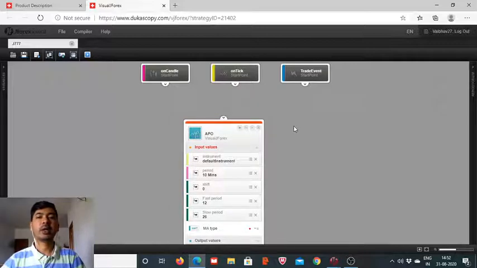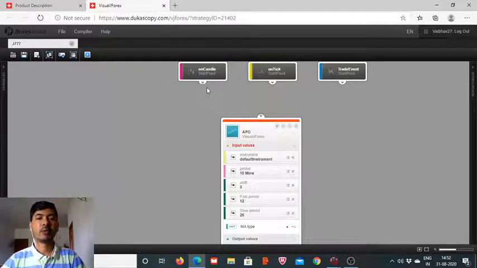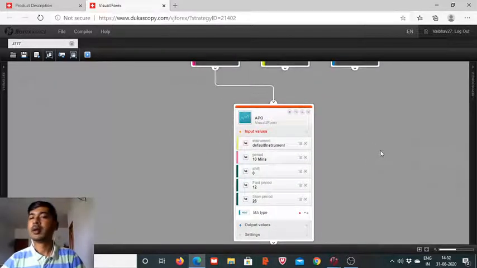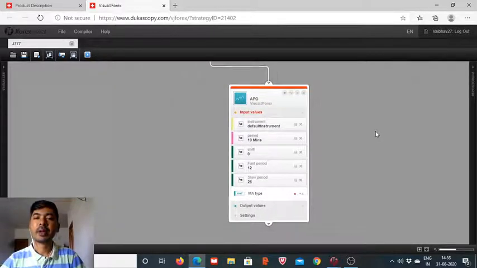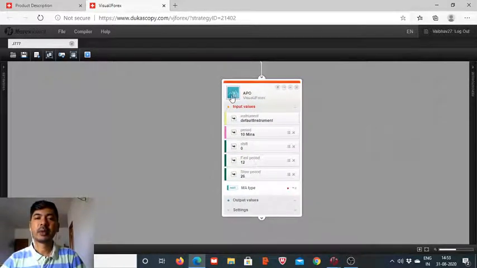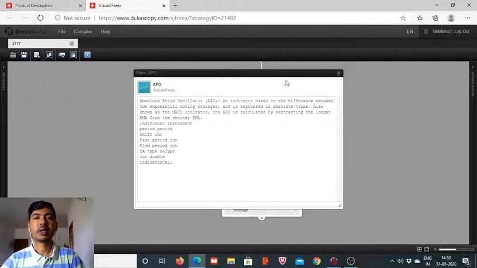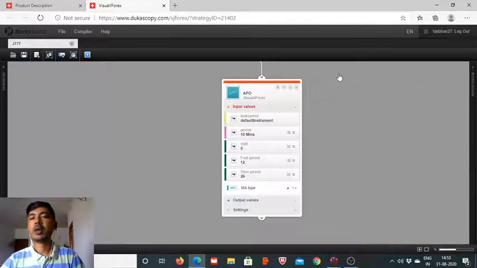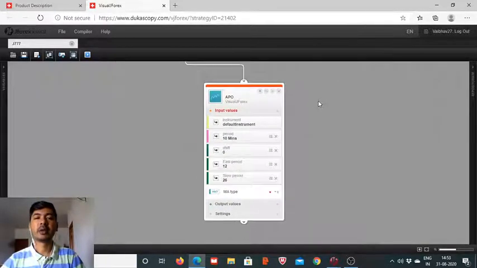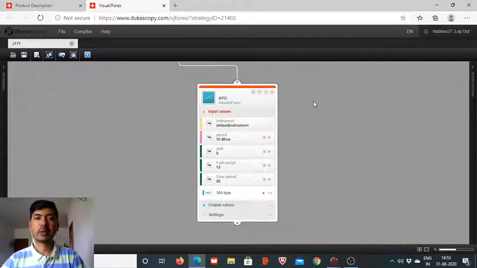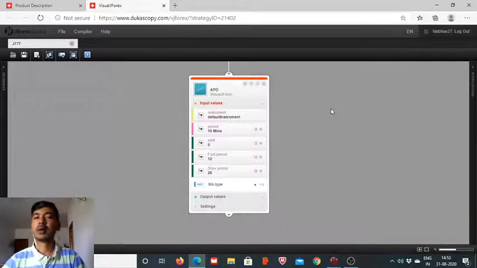The start point can be any of the three. For today's session, we will work with the on candle start point. It will initiate the trade setup. Here you have the info section. If you feel you need more clarity on its functioning, then you can simply click here and see what the APO is all about. Of course, you can always do more searching on the internet as well.